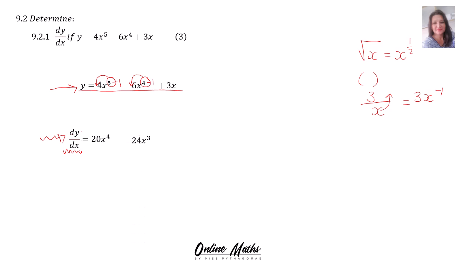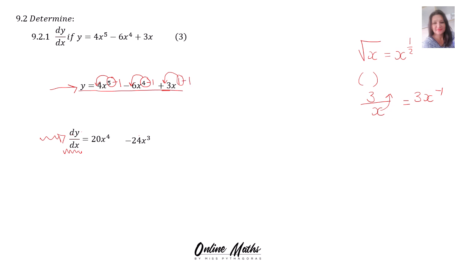So we get -24x to the 3. On the 3x, if there's no exponent, then there is an invisible 1. So what we're going to do, we take this invisible 1, we take it to the front, we find a +3, it multiplies with the +3, and we subtract 1.